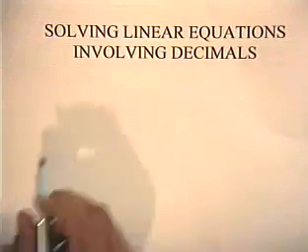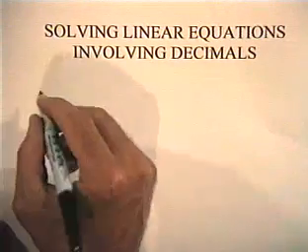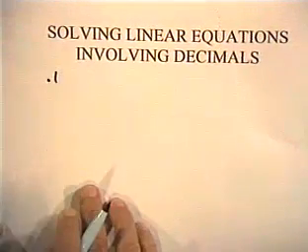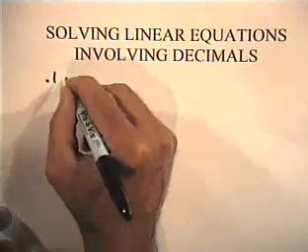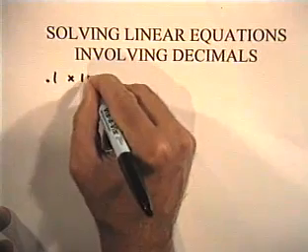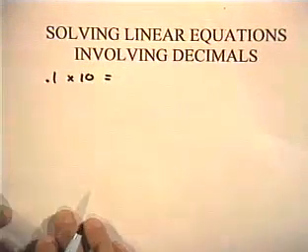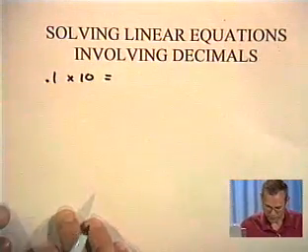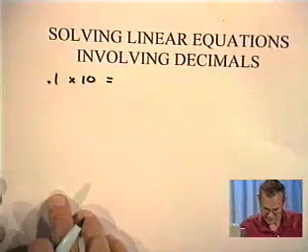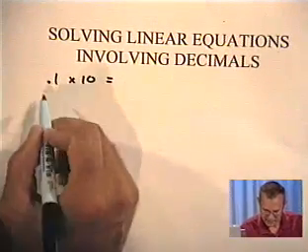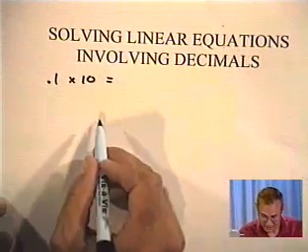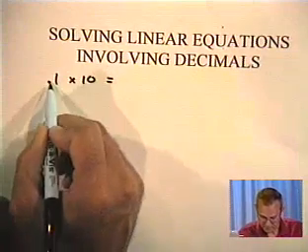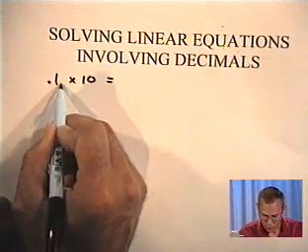Solving linear equations involving decimals. Let's take a look at a decimal, 0.1. Let's remember what happens when I take 0.1 and multiply it by 10. Well, if we remember from long ago when we first were introduced to decimals, multiplying by 10 means I move the decimal to the right one place.